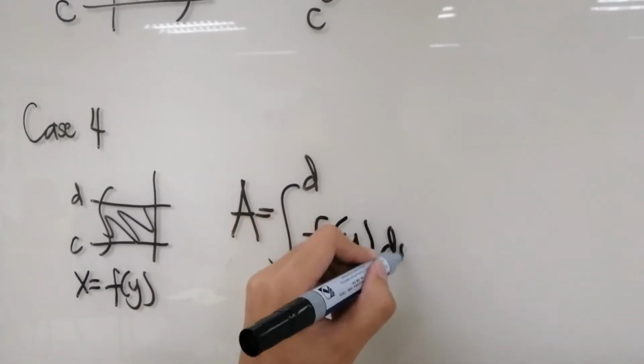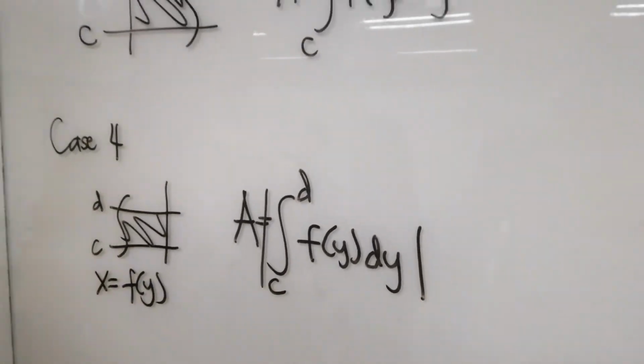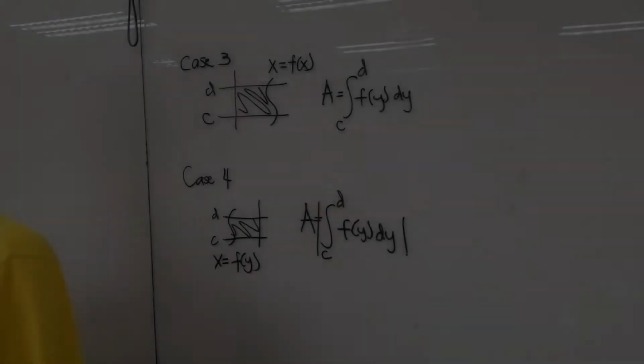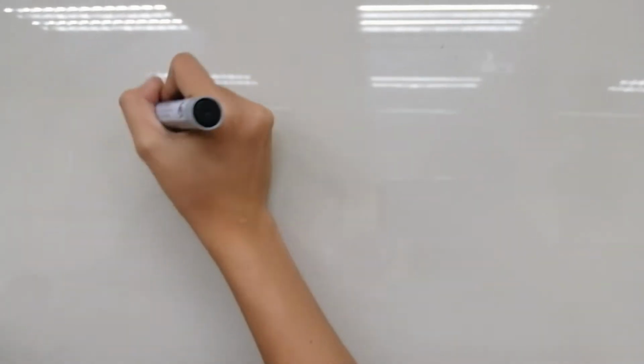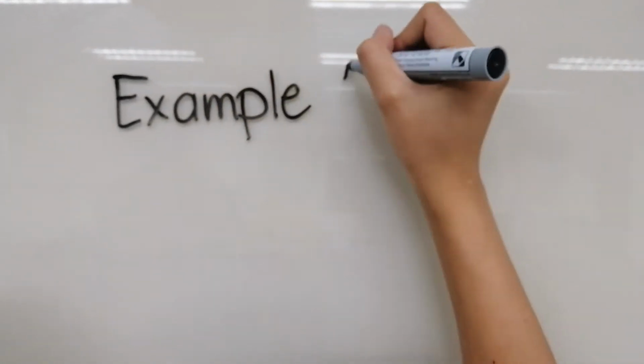In certain problems, it is easier to rewrite the function in terms of y and calculate the area using horizontal elements. In this case, the formula for the area would be: area is equal to the integral of g of y times dy, having a limit of c to d. Let's start the first example for area under a curve.